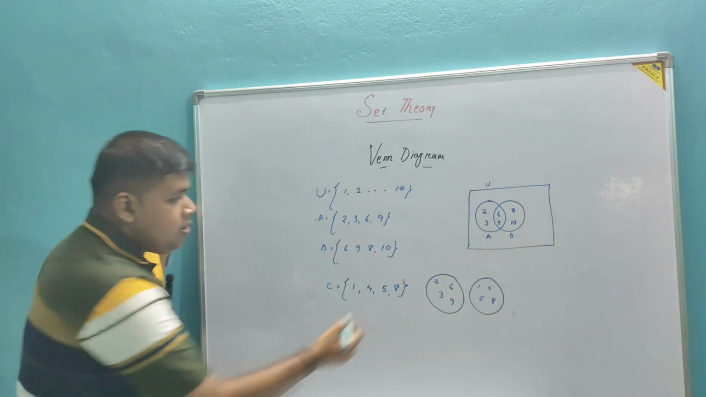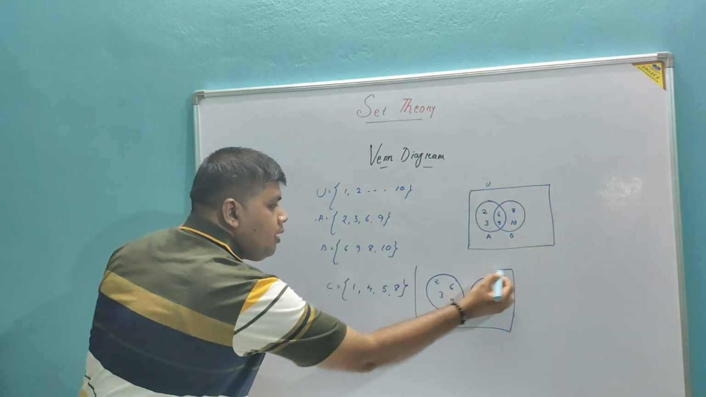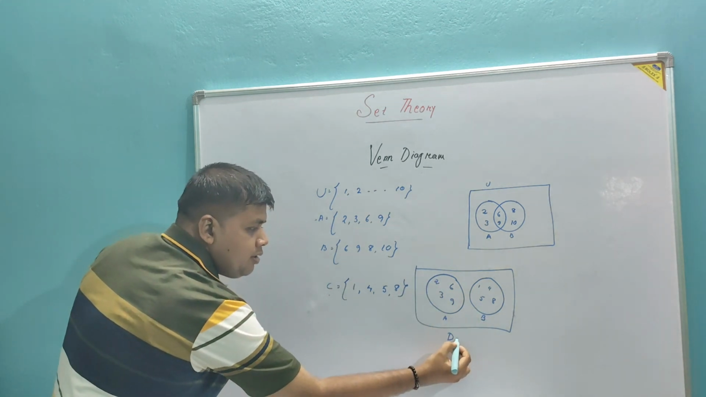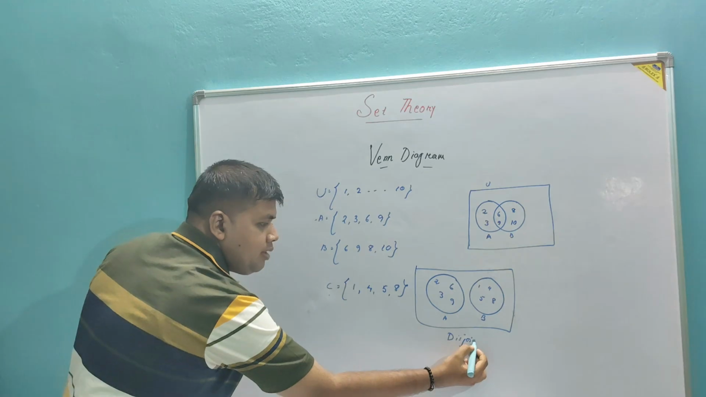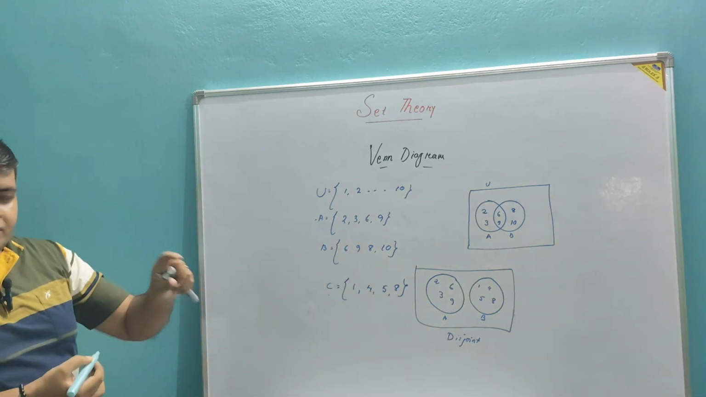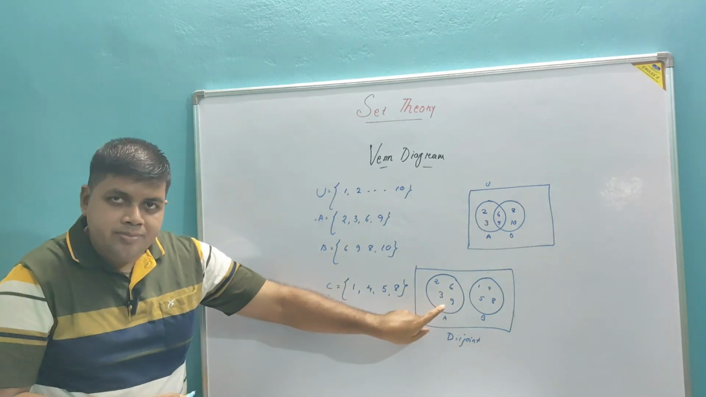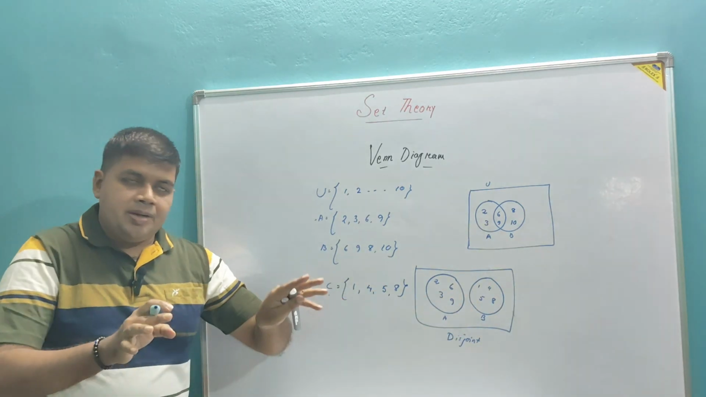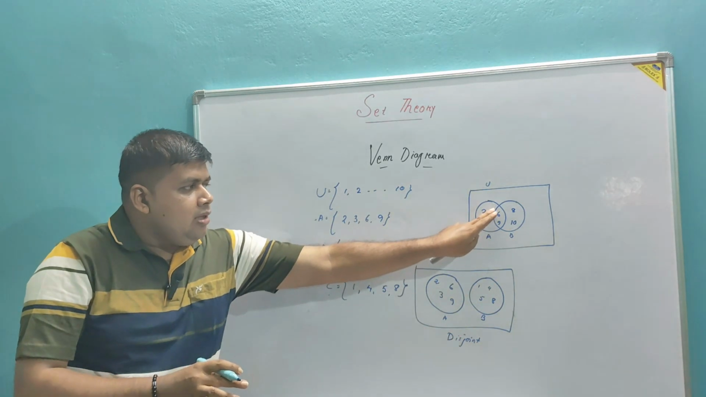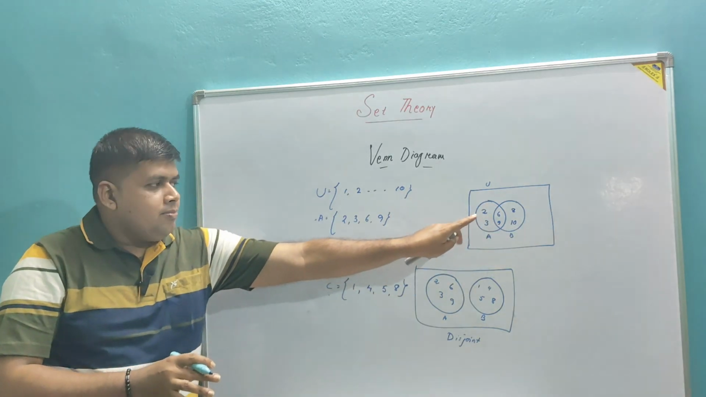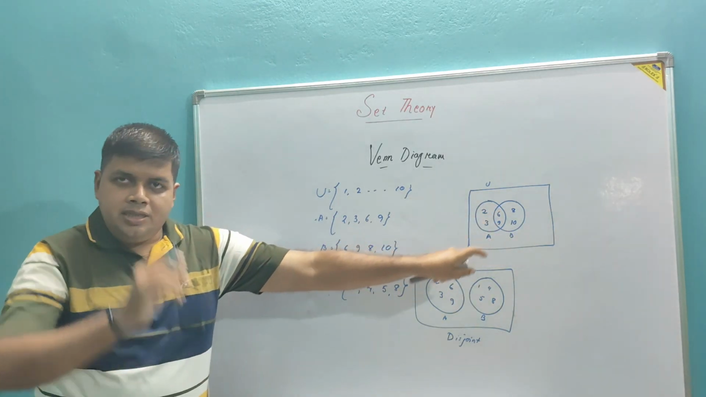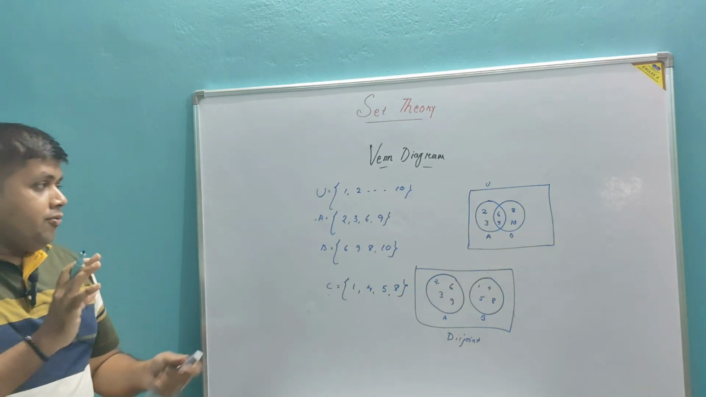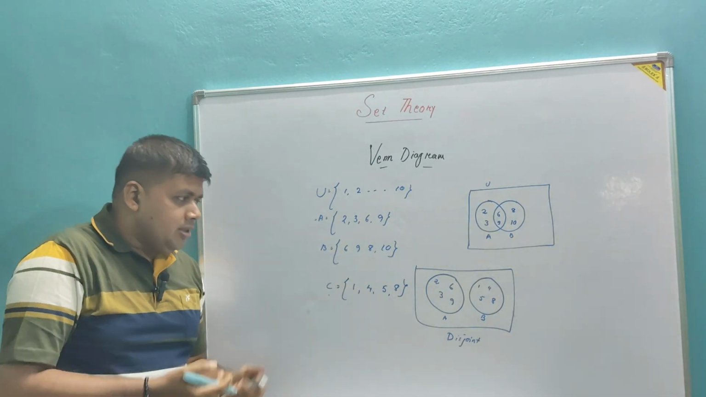So in that case, we can consider that the sets A and C are disjoint sets. In disjoint sets, there will be no common elements between them, and therefore they are placed separately. However, if we have some common elements, we have to put them inside the middle part. So that's all about the Venn diagram for sets, even for three sets.